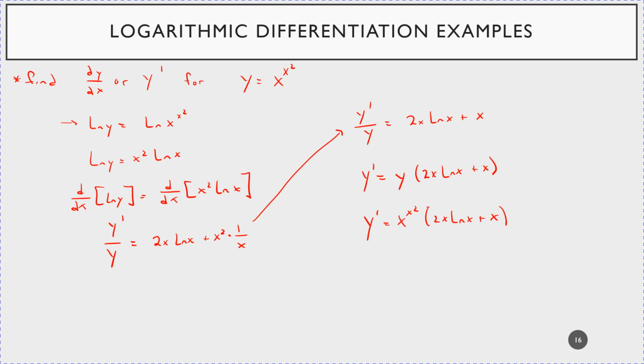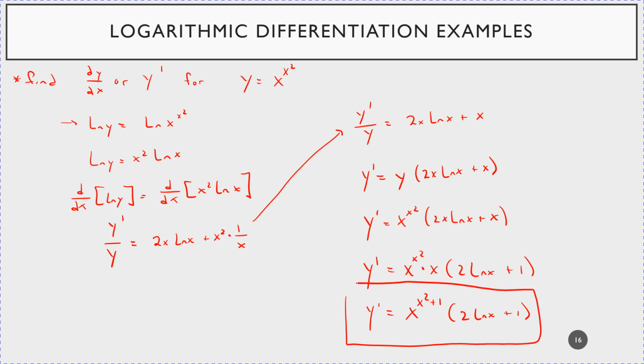So you could even simplify more. I could factor out an x. So y prime is equal to x squared times x times (2 natural log of x plus 1). Well, this here would then just be y prime is equal to x raised to the x squared plus 1 power times (2 natural log of x plus 1).